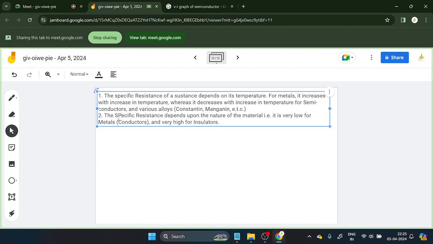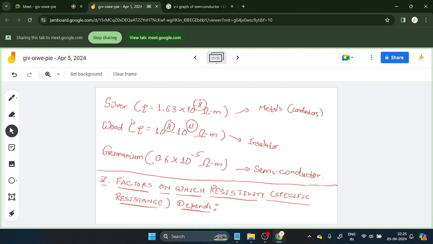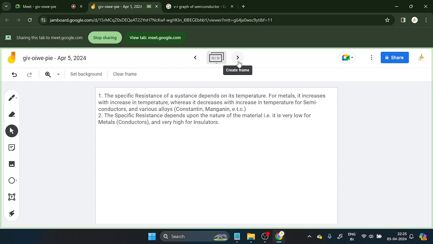I have already given you the example. For silver, the specific resistivity is 1.6 times 10 to the power minus 8, very low. For wood it is really very high, 10 to the power 11. For germanium, a semiconductor, it is not going to be really very low or very high like the insulator. Understood? So this is it for today.